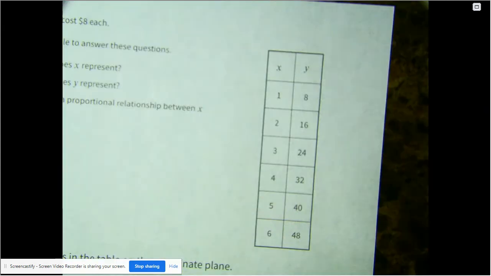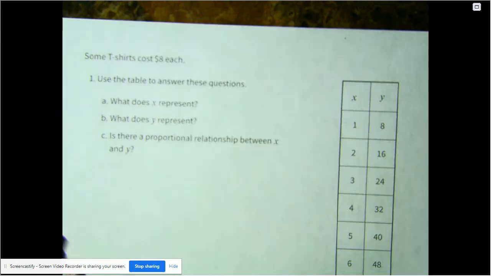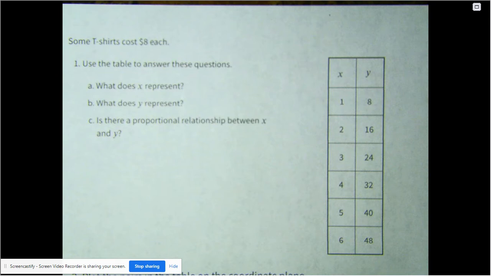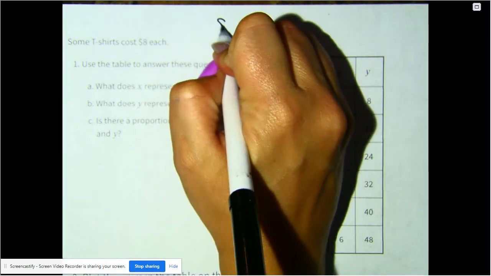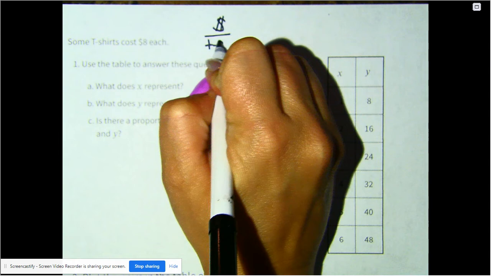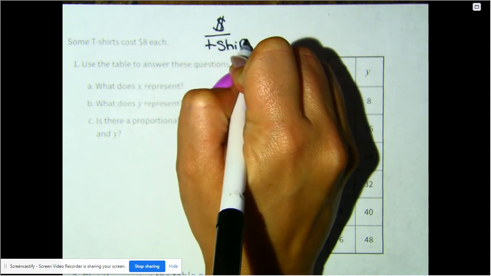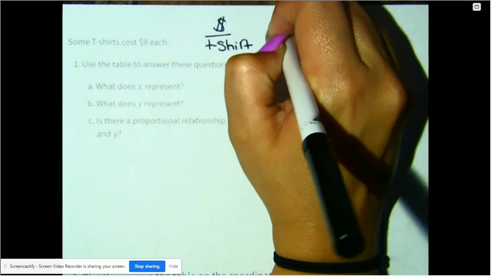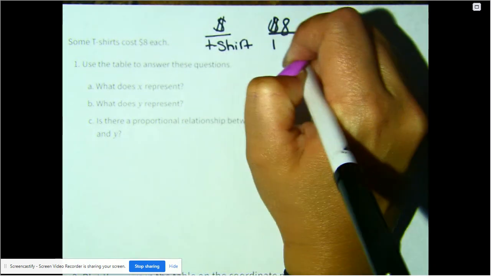So I have a couple problems to go over that I printed out. In this particular case, we are talking about t-shirt cost. So use the table to answer these questions below. What does your x represent? What does your y represent? So first, let's think back to unit rates. With unit rates, we had our cost per, in this case, t-shirt. So my unit rate in this case is going to be $8 per one t-shirt.